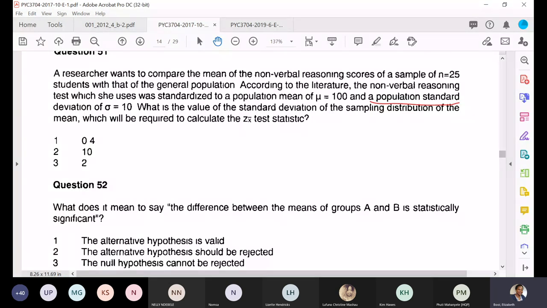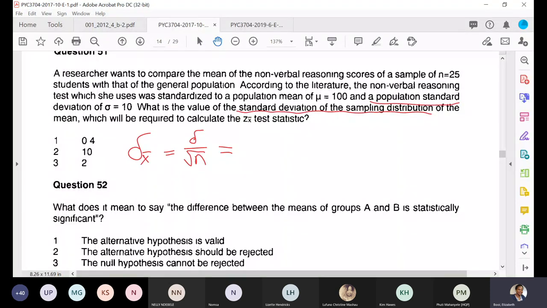What is the value of the standard deviation of the sampling distribution of the mean, which is my sampling distribution question, which will be required to calculate the z-test statistic? So remember, they are talking about the standard deviation of a sampling distribution. Here they are asking you what will be the standard error. So the standard deviation of a sampling distribution is your standard error, which is given by the population standard deviation divided by the square root of n.